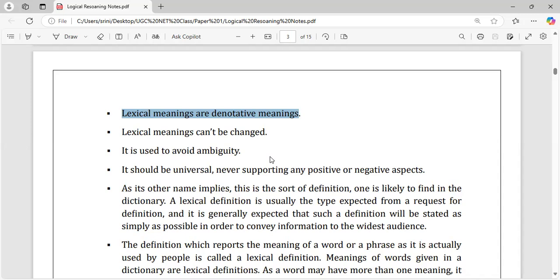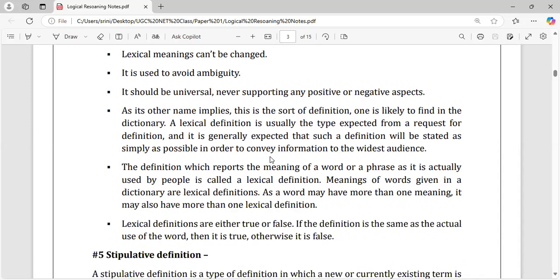Lexical meanings cannot be changed. It is used to avoid ambiguity. It should be universal, never supporting any positive or negative aspects. As its other name implies, this is the sort of definition one is likely to find in the dictionary. A lexical definition is usually the type expected from a request for definition, and it is generally expected that such definition will be stated as simply as possible in order to convey information to the widest audience.